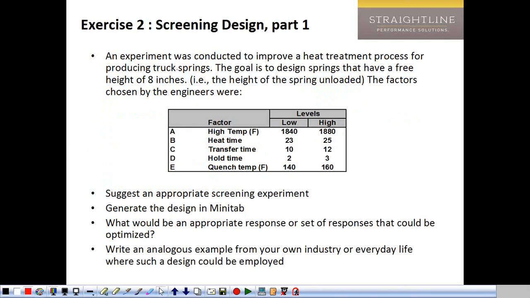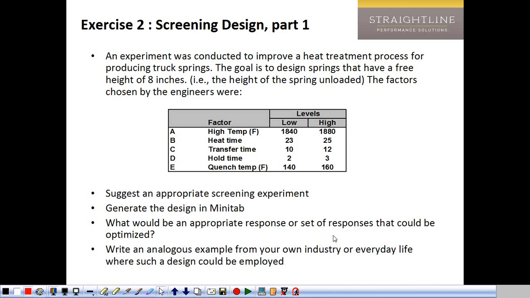All right, let's go through this example as well. So on this one, we're talking about screening designs, and we have probably another one that you're not familiar with. I'm certainly not familiar with, truck springs. But in this case, suppose we conducted an experiment to improve the heat treatment process for truck springs, and the goal is to produce springs that have a standing height of 8 inches. Now the engineers chose 5 factors. What would be a screening design to start out in this?